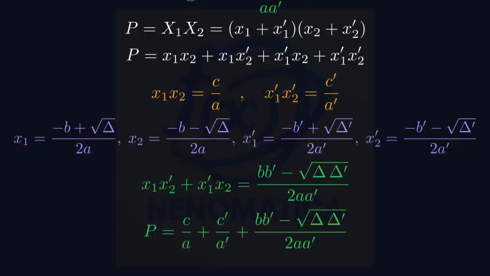The middle cross terms require the quadratic formula. Let x1 be negative b plus square root delta over 2a, x2 be negative b minus square root delta over 2a, and similarly for the primed roots. Then the sum of the cross terms simplifies nicely to b b prime minus the square root of delta times delta prime, all over 2a a prime. Putting everything together gives P equals c over a plus c prime over a prime plus bb prime minus square root of delta delta prime, all divided by 2a a prime.